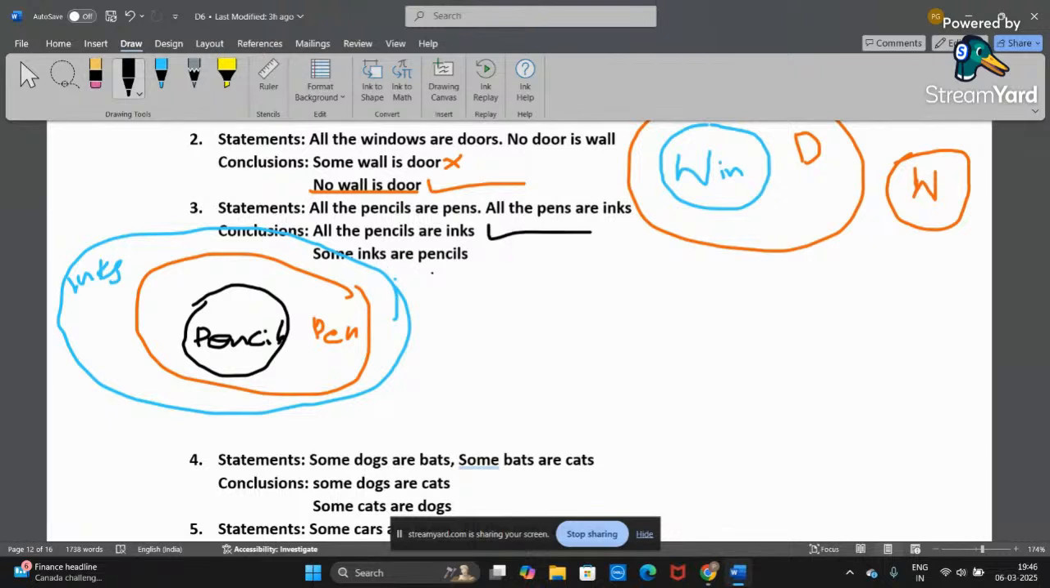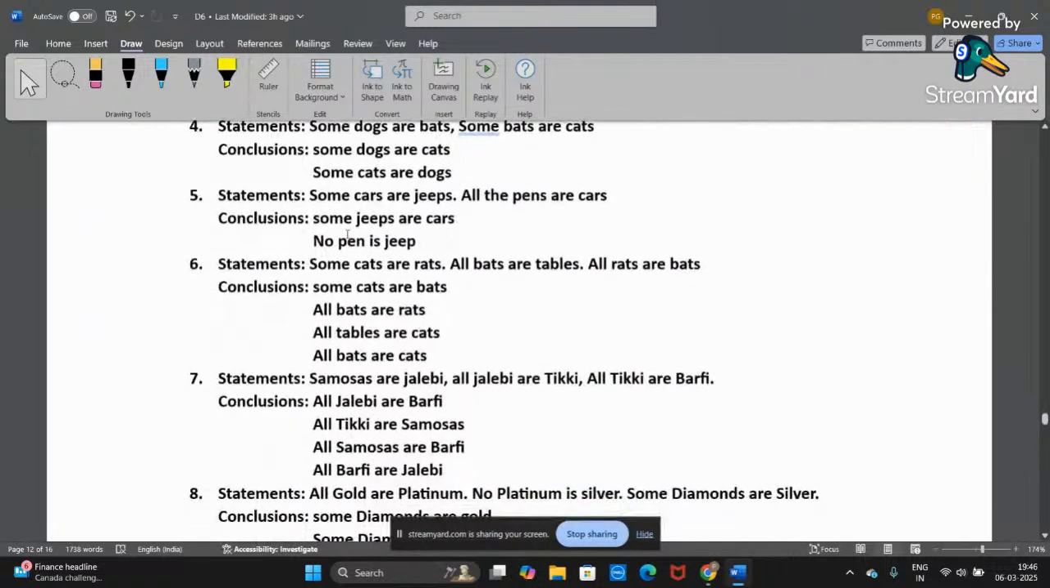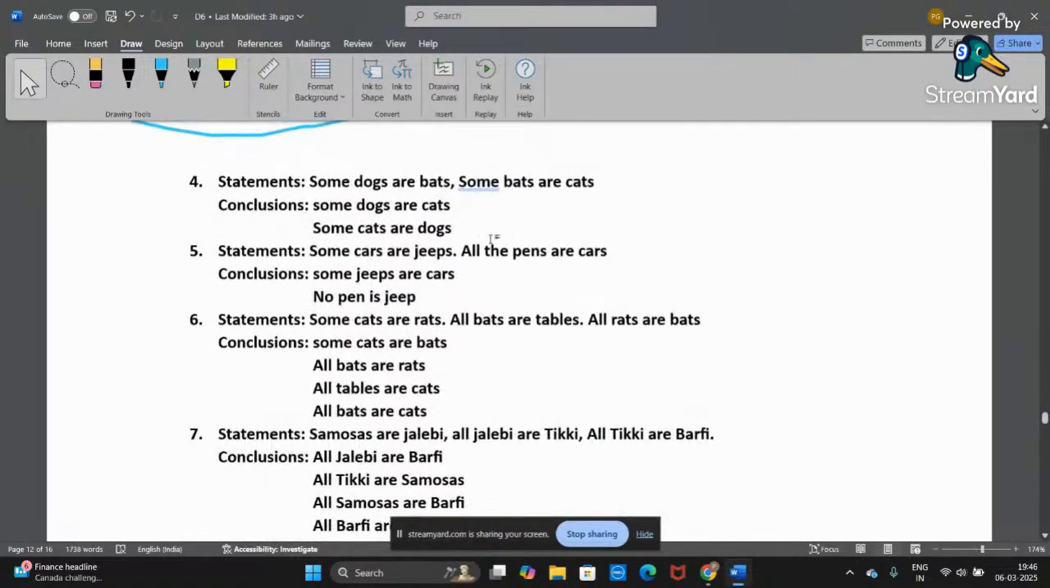So some inks are pencil. All are not pencil, but some in ink some are pencils. Yes, even this will satisfy the condition. This is how we need to solve this type of question. Now let's move on to next one.